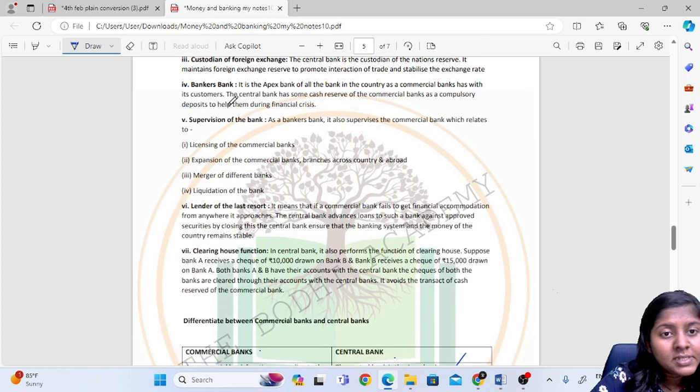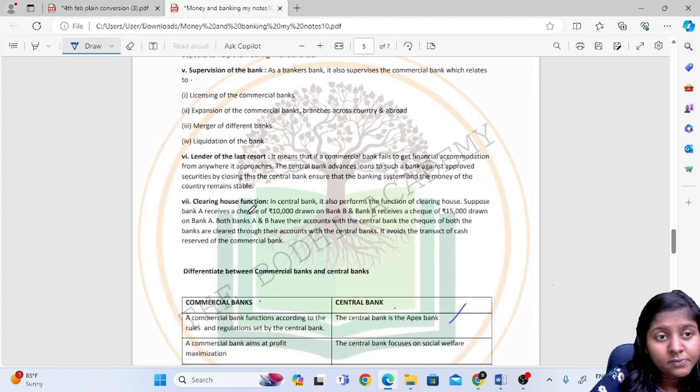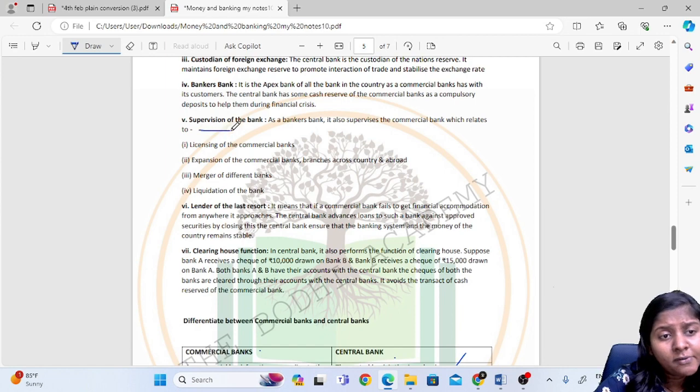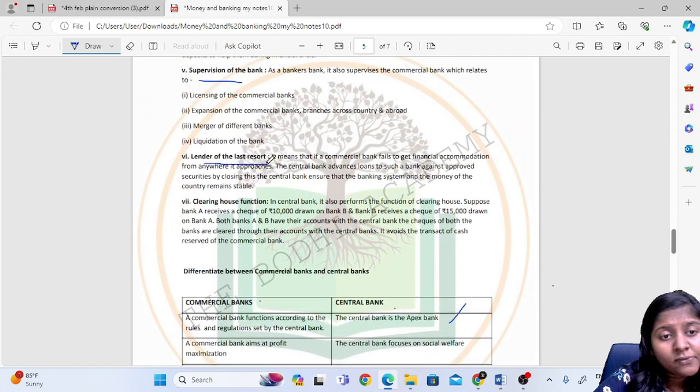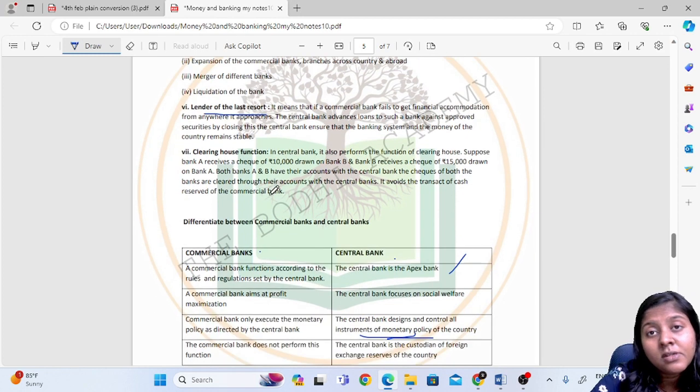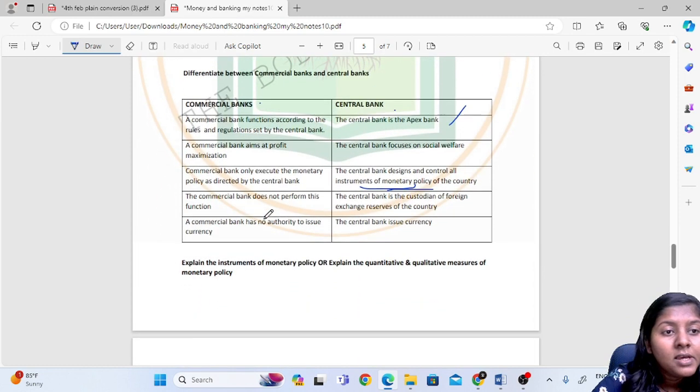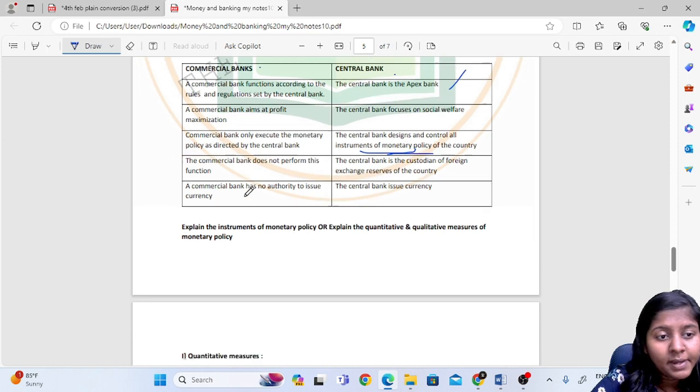Banker's bank: since it is the apex bank, the central bank holds some cash reserve of the commercial banks as compulsory deposits with them. Then it also supervises the commercial banks and it is also called the lender of the last resort. It means that if a commercial bank fails to get any financial accommodation from anywhere, the central bank gives loans to the commercial bank. And we have seen the difference between commercial bank and central bank.